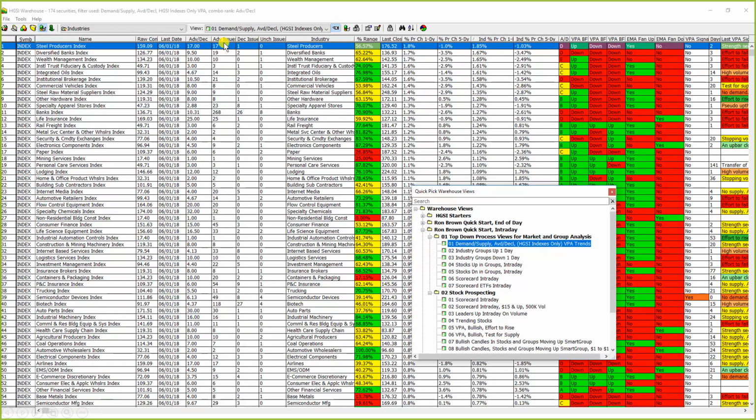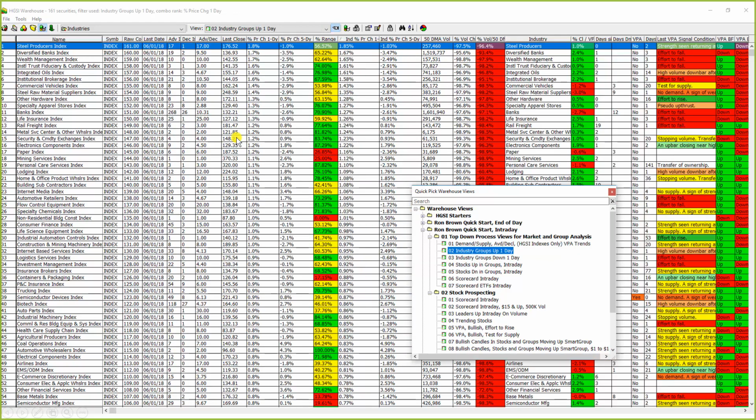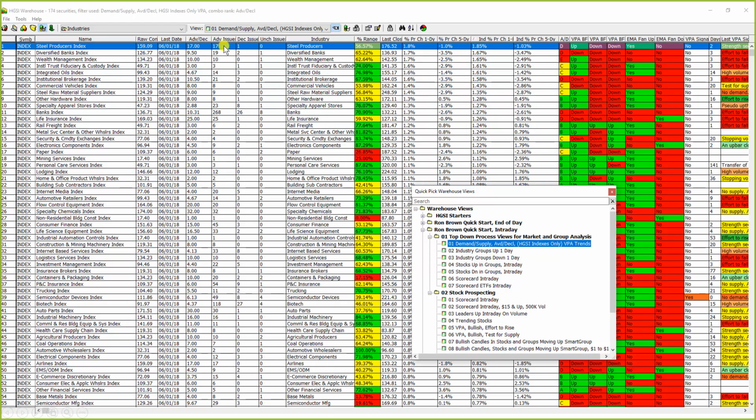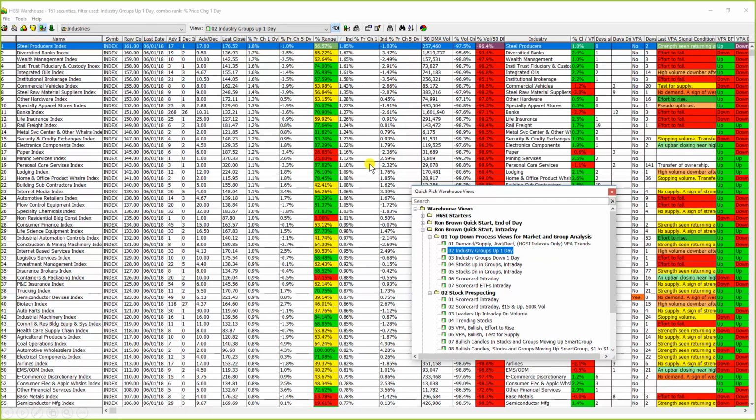Now this is what the groups look like at that time of day. Notice this says 6-1. This was today. I don't have a timestamp on this one, but steel producers were at the top, then banks and wealth management and so on. We're going to take a look and see where the strength is now. Okay, now this one's sorted on advancers divided by decliners. The next one, which is industry groups up for the day, is sorted by the percentage price change. Steels are up 1.85% at the open. Steel producers, and then in descending order down the list.